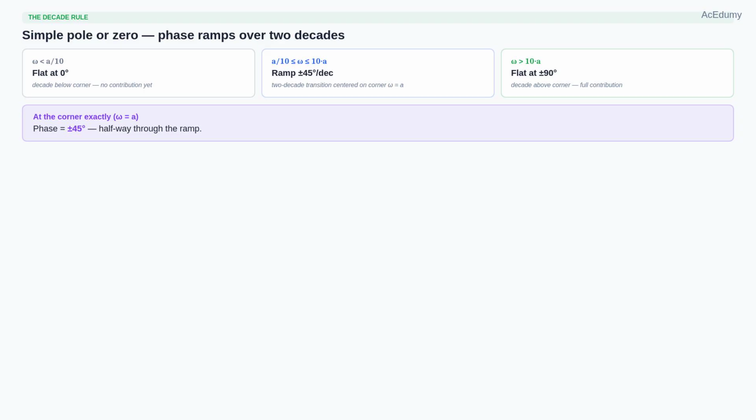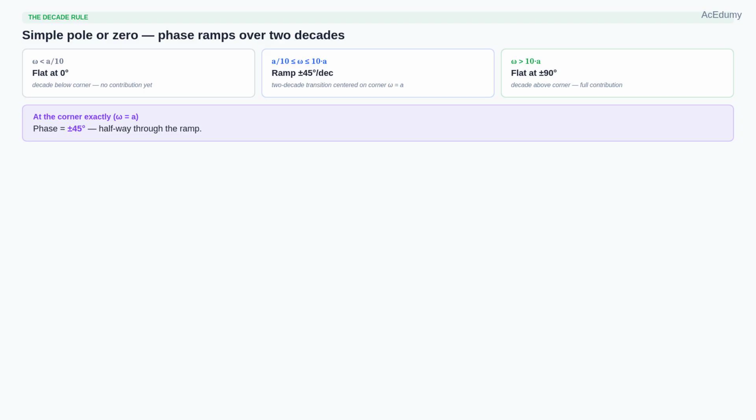The decade rule. For a simple pole or zero with corner at omega equals a, the asymptotic phase transition can be drawn as 3 line segments. First, a flat asymptote at 0, holding for omega less than a divided by 10. Second, a straight ramp from 0 to plus or minus 90 degrees between omega equals a divided by 10 and omega equals 10 times a. The slope of this ramp is plus or minus 45 degrees per decade. Third, a flat asymptote at the limit value, plus or minus 90 degrees, for omega greater than 10 times a.